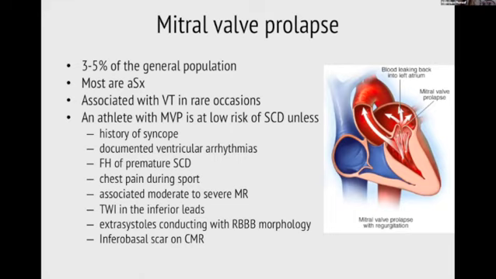An athlete with mitral valve prolapse is at low risk of sudden death unless there's a history of syncope or documented ventricular arrhythmias, family history of premature SCD, chest pain during sport, or associated moderate or severe MR. Also, the presence of T-wave inversion in the inferior leads, extrasystoles conducting with right bundle branch block morphology, or infrabasal scar on CMR are other risk factors for potential fatal arrhythmias.